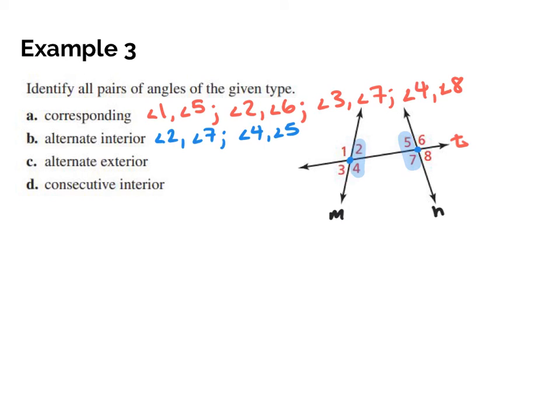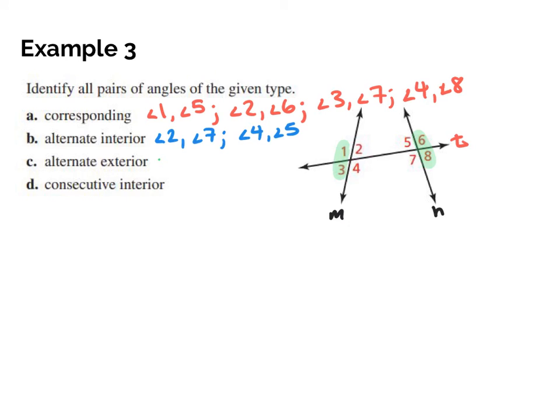All right, then we are going to look at alternate exterior angles. Interior means between. Exterior means on the outside. So I have 1, 3, 6, and 8. Again, alternate exterior. Exterior means they're on the outside.